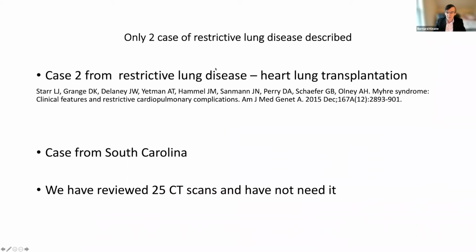Now, if you review the literature, we can find 2 cases of fibrotic, for the want of better words, fibrosis of the lungs. One case is the number 2 case from Starr, which was published in the American Journal of Medical Genetics. And then there's a post-mortem study from South Carolina. Now, we have reviewed 25 CT scans and have not seen it from patients with Myhre syndrome. So we've seen episodic descriptions of it, but we have not seen it.